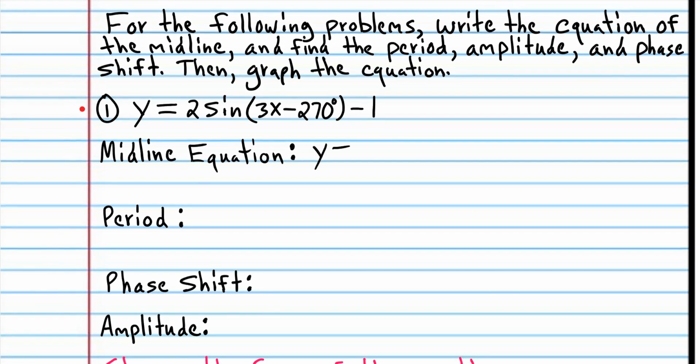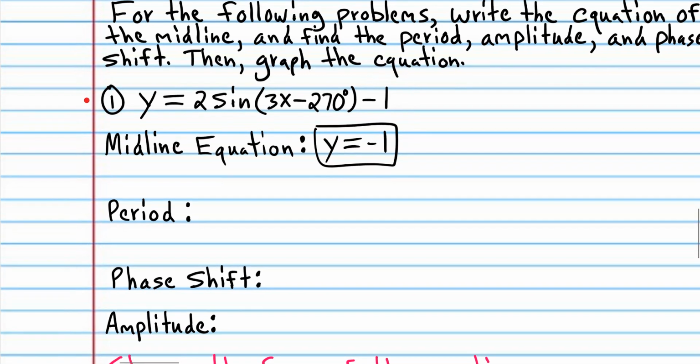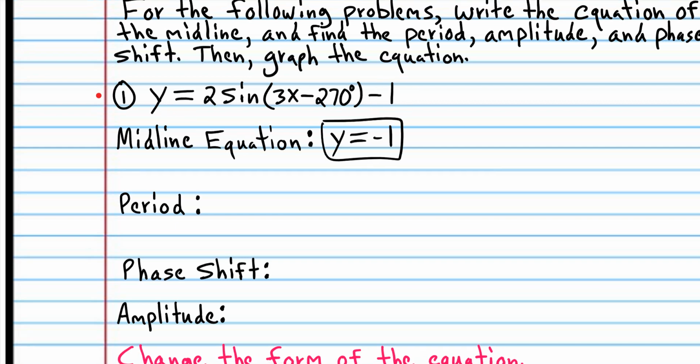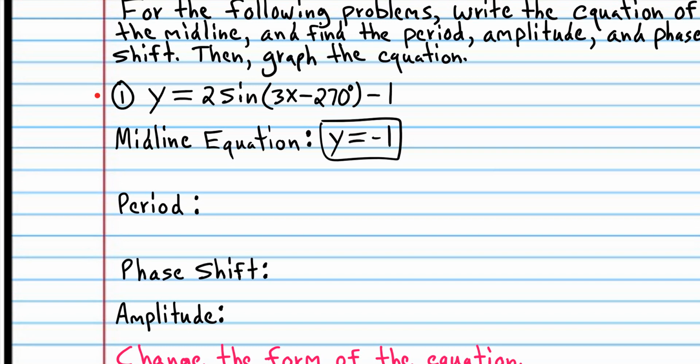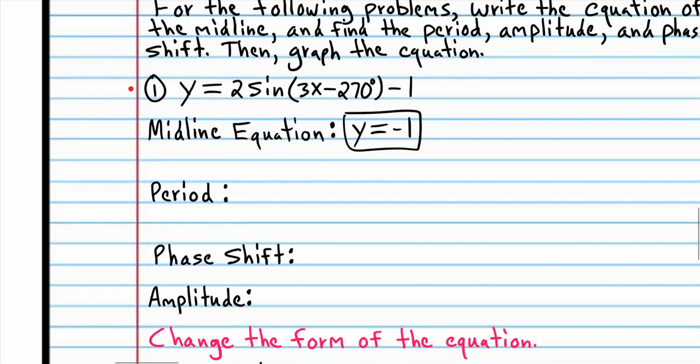So the equation of the midline is y is equal to -1. How did I know that? Well, because this number here is always going to be the equation of the midline when you set it equal to y. Now, why is that? Well, when you put it on the other side, we now see that we're adding 1 to y. Whenever you add or subtract something from y, you move up or down. So that's going to determine the midline equation.